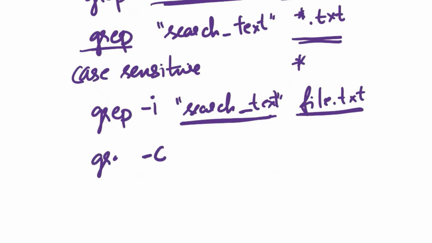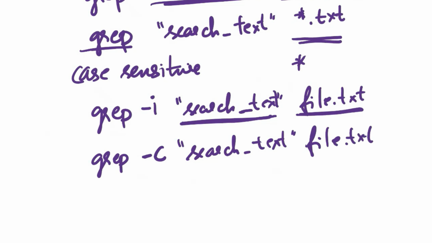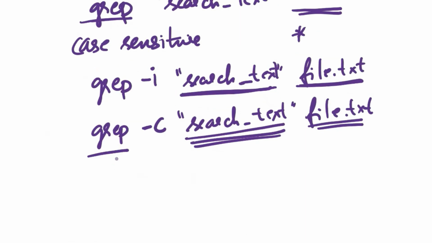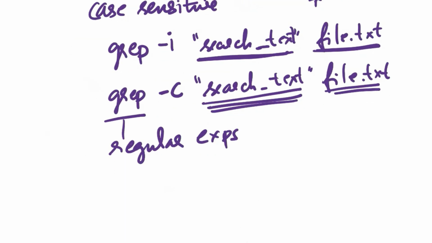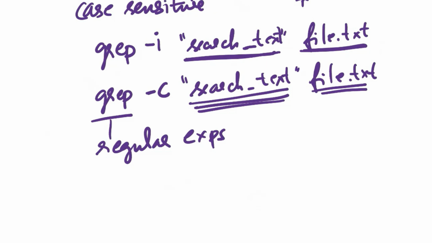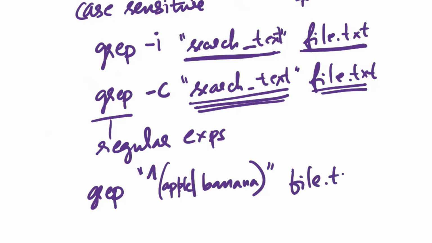So if you say grep -c search text file.txt, it will tell you how many times this search text is present in file.txt. Next, grep supports regular expressions. For example, to search for lines that start with apple or, say, banana, you can use the pipe operator in a regular expression, like grep and then apple or banana within quotes, file.txt.